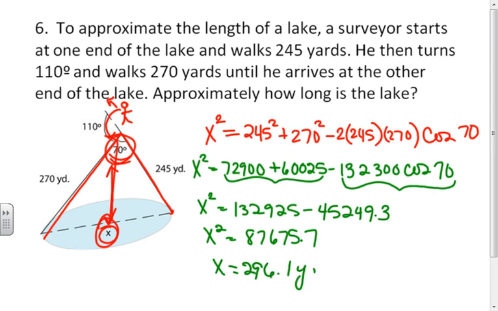296.1 yards. So there are your final application problems for trig. Good luck with your homework.